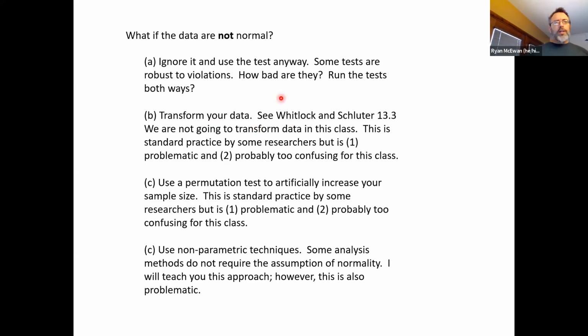Whether or not we should run a test for normality, and if it fails a normality test, then run transformations to force the data to become normal, and then run the analysis. It's complicated. It's standard practice by some researchers, but there are problems in it. It's probably too confusing for this class, so we're not going to do the transformation.